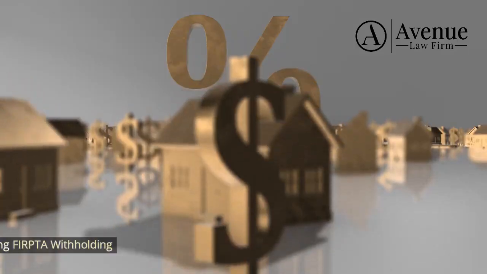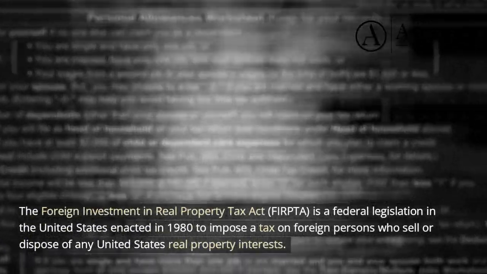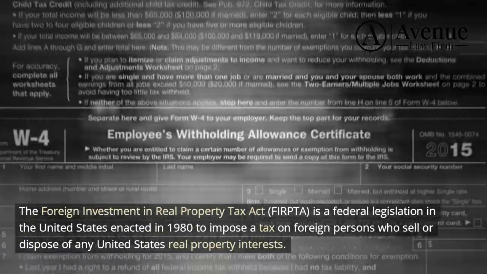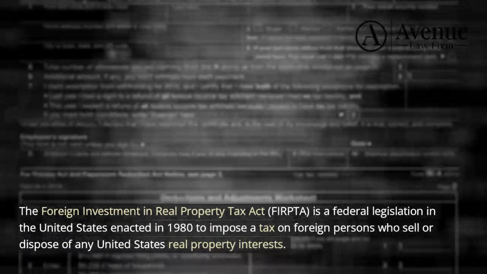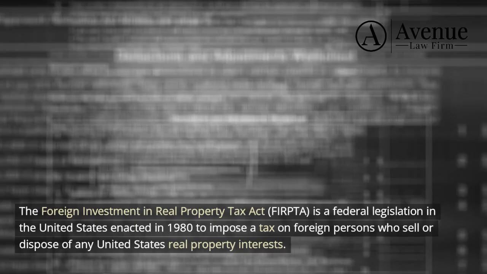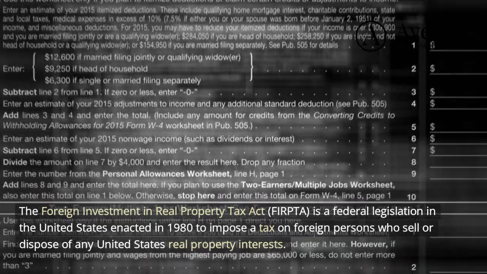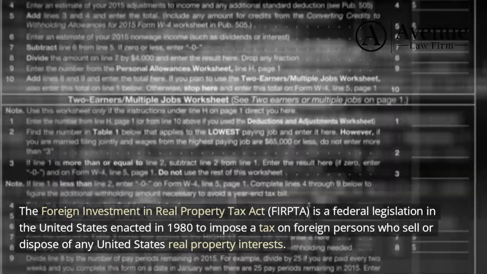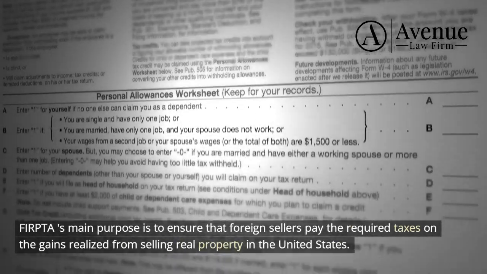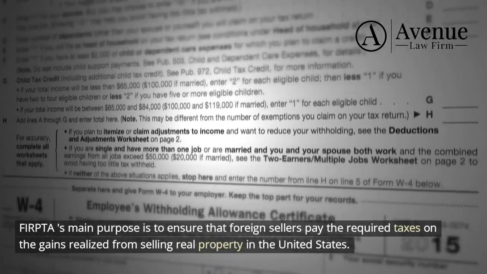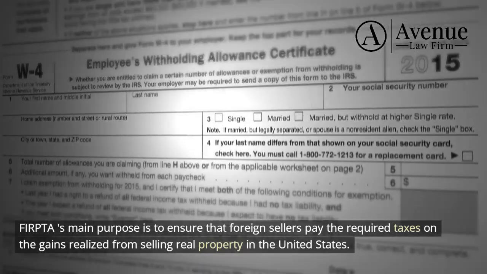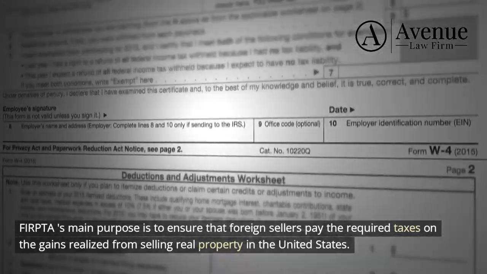FIRPTA. Understanding FIRPTA withholding. The Foreign Investment in Real Property Tax Act, FIRPTA, is a federal legislation in the United States enacted in 1980 to impose a tax on foreign persons who sell or dispose of any United States real property interests. FIRPTA's main purpose is to ensure that foreign sellers pay the required taxes on the gains realized from selling real property in the United States.